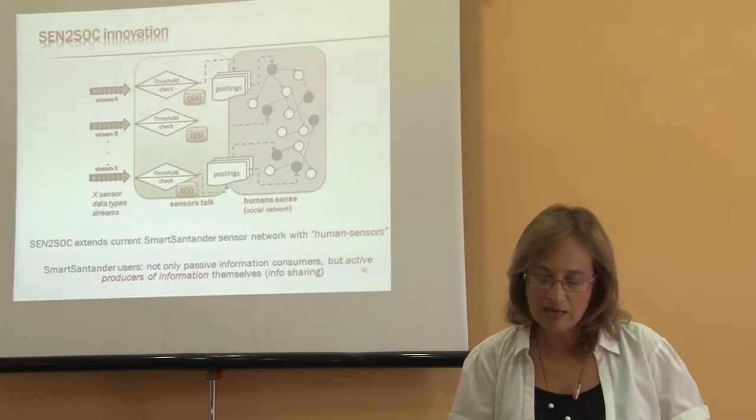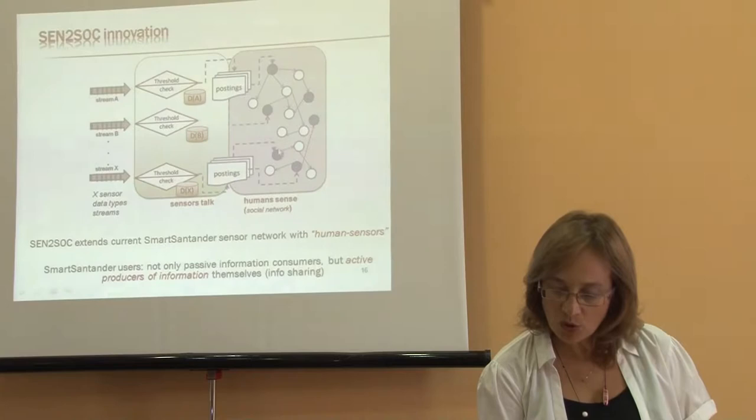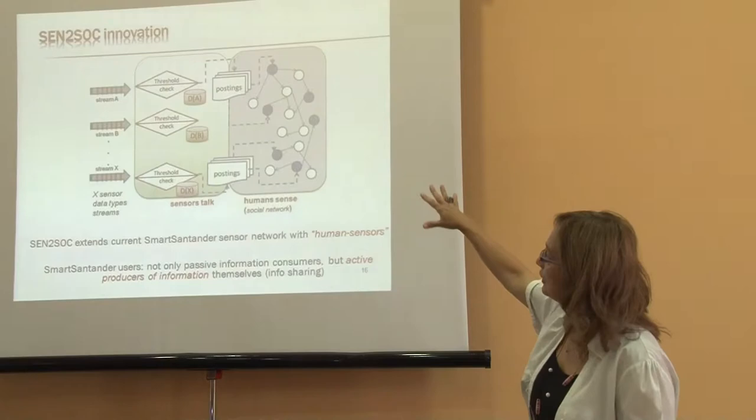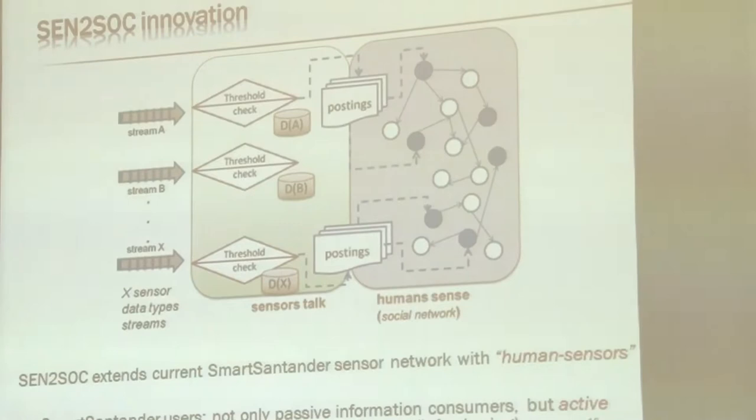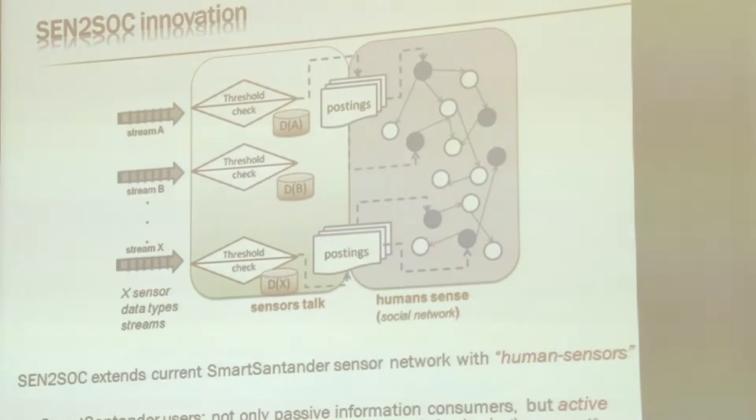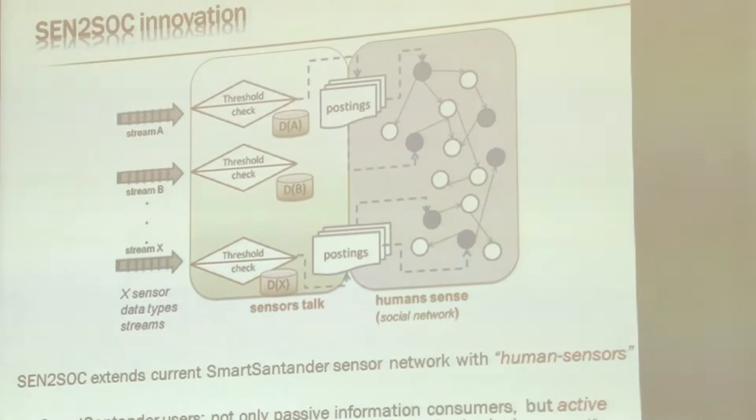So the postings then are exposed to the social network, and here you can see in this image the social network graph, where the dark nodes are the sensor users, and the white nodes are the human users. So we actually have a social network which interacts, and on this social network we don't just have humans or sensors separately, we have humans and sensors together as an active social network.